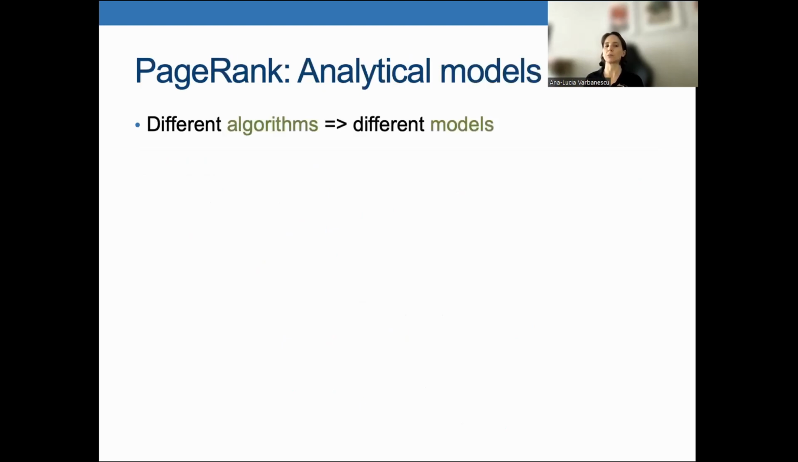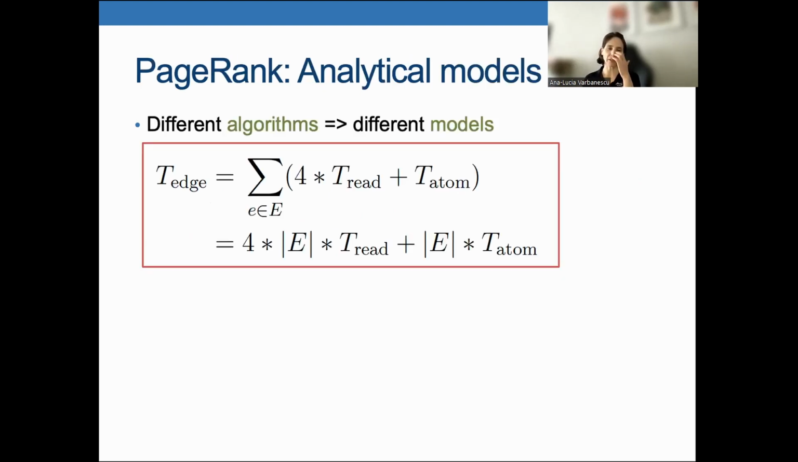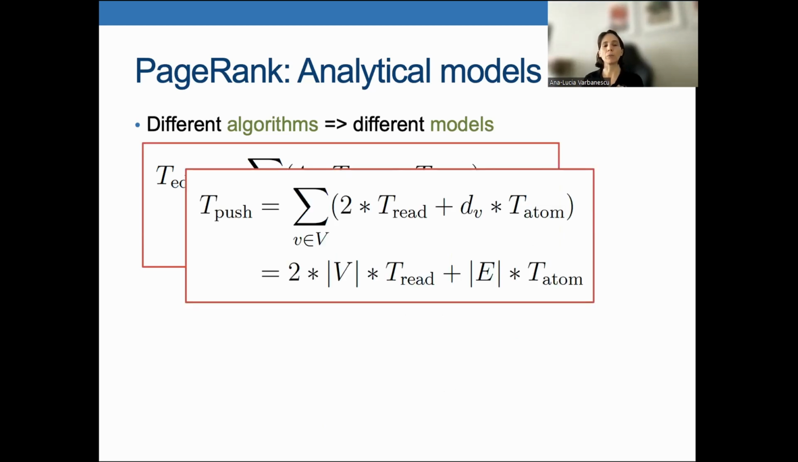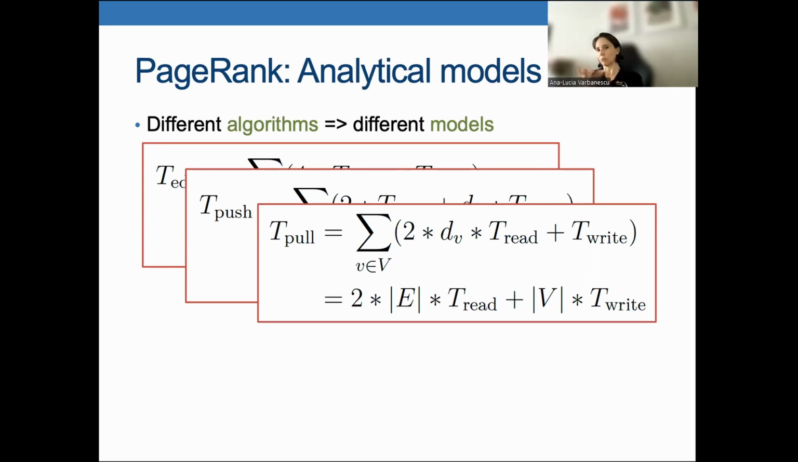So basically, this led, as I was saying, to different models for different algorithms. So this would be an edge-centric version. This would be a push algorithm. This would be a pull algorithm. And then we decided, okay, this is a fairly simple algorithm, so we tried a very simple model.